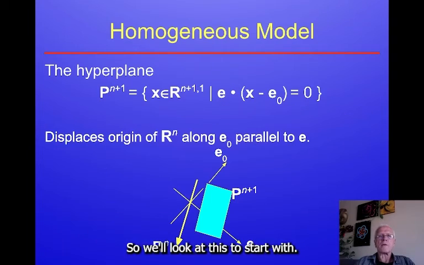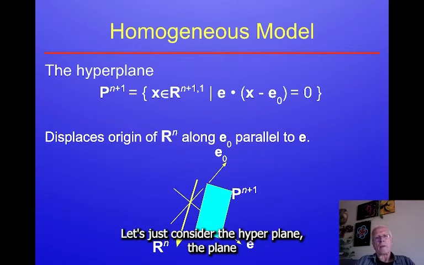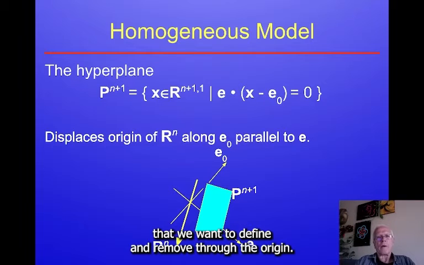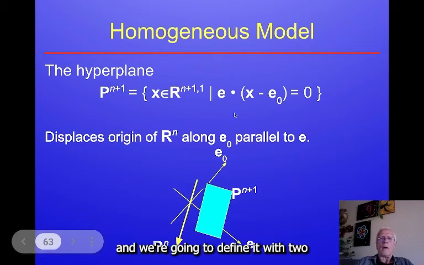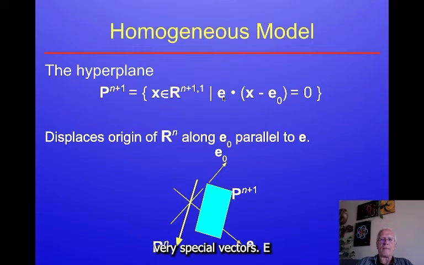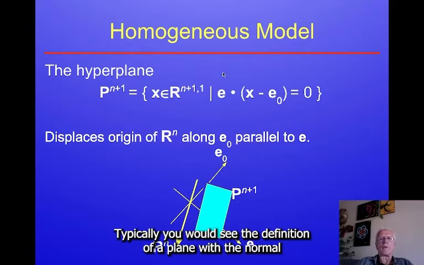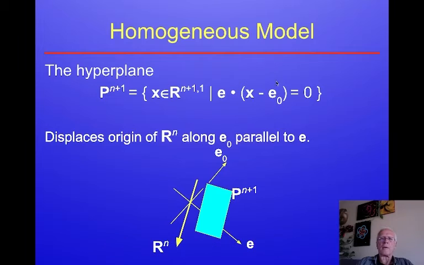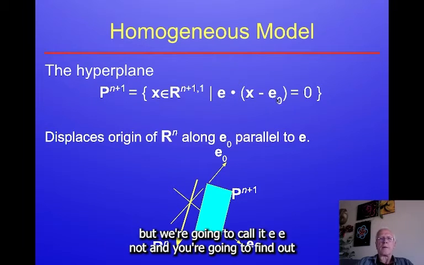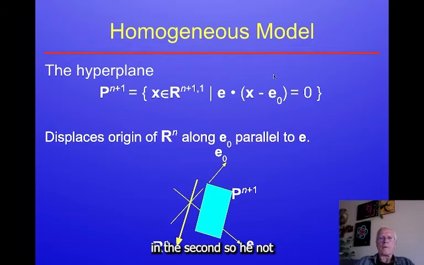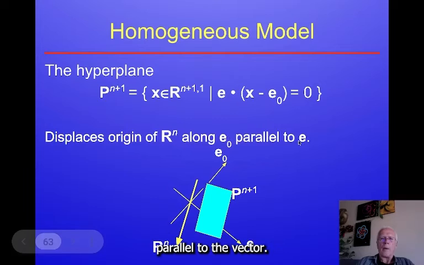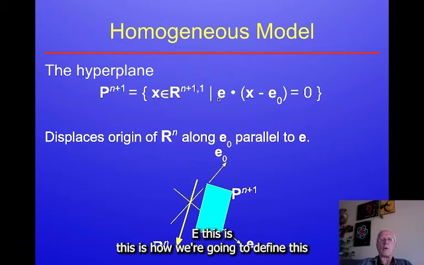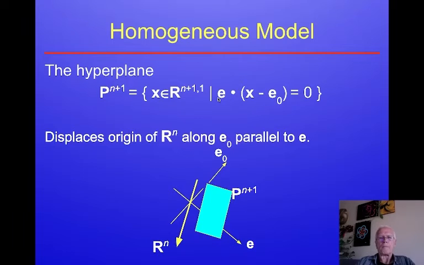So we'll look at this. To start with, let's just consider the hyperplane, the plane that we want to define and remove through the origin. So for a hyperplane, we're going to take this point in n+1, and we're going to define it with two very special vectors, E. Typically, you would see the definition of a plane with the normal n and the displacement vector d here. But we're going to call it E and E naught. And you're going to find out why in a second. So E naught takes this plane and it displaces it parallel to the vector E. This is how we're going to define this new hyperplane. So what are these vectors E and E naught?